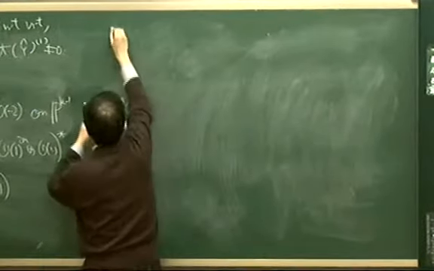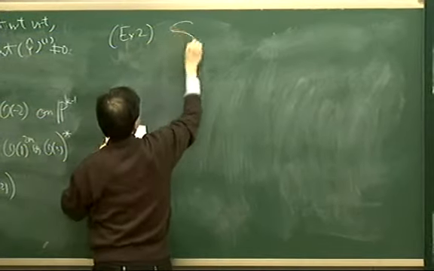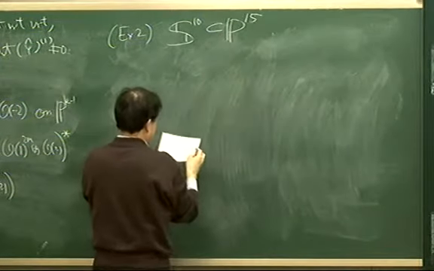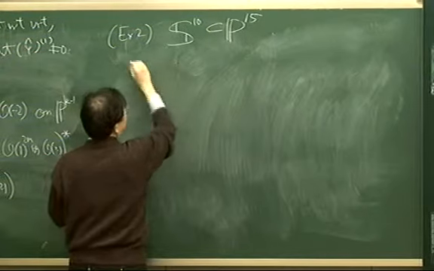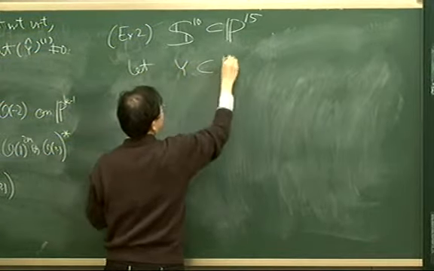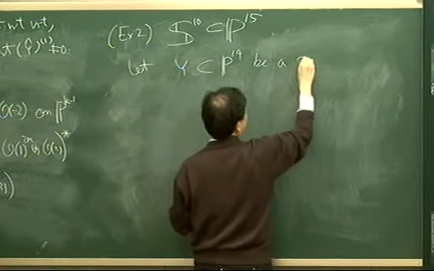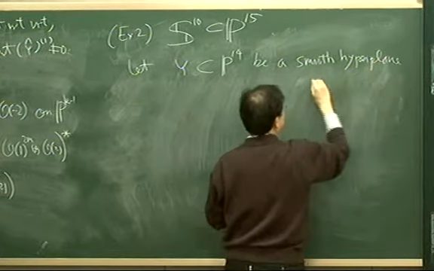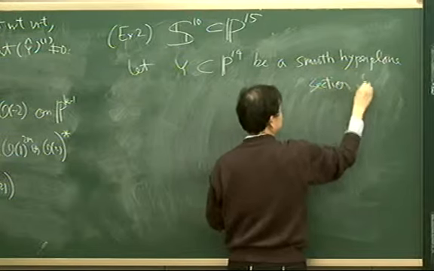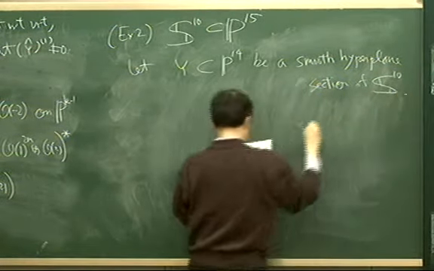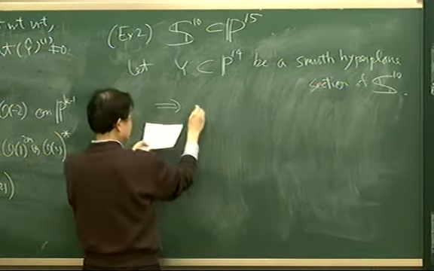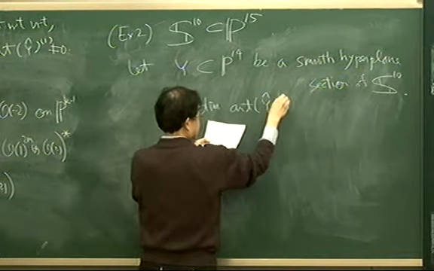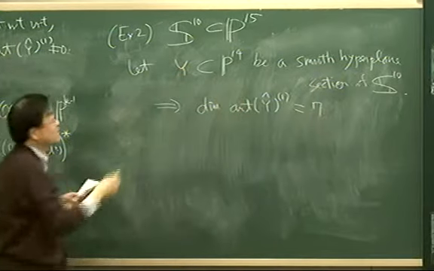And here's another example. Let's consider the n-dimensional spinor variety, and let Y be a smooth hyperplane section. Then one can show that this has non-trivial prolongation, and the dimension is 7. So it has a 7-dimensional non-trivial prolongation.